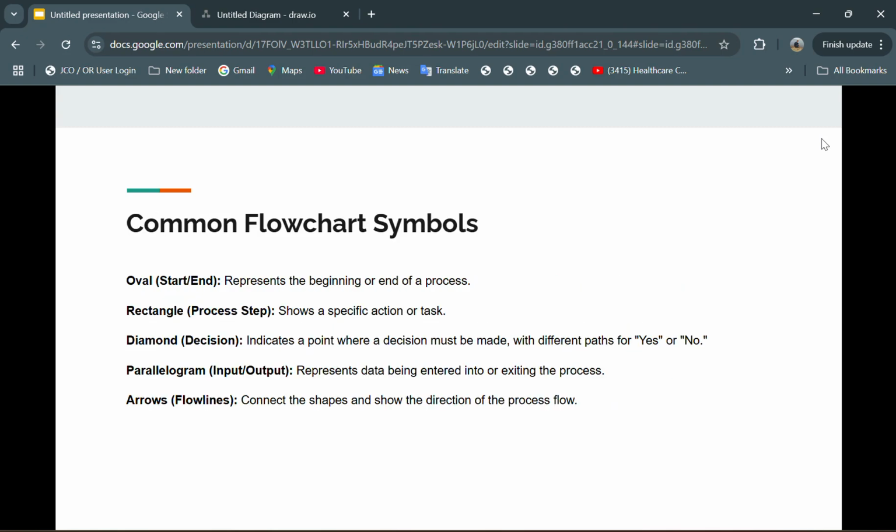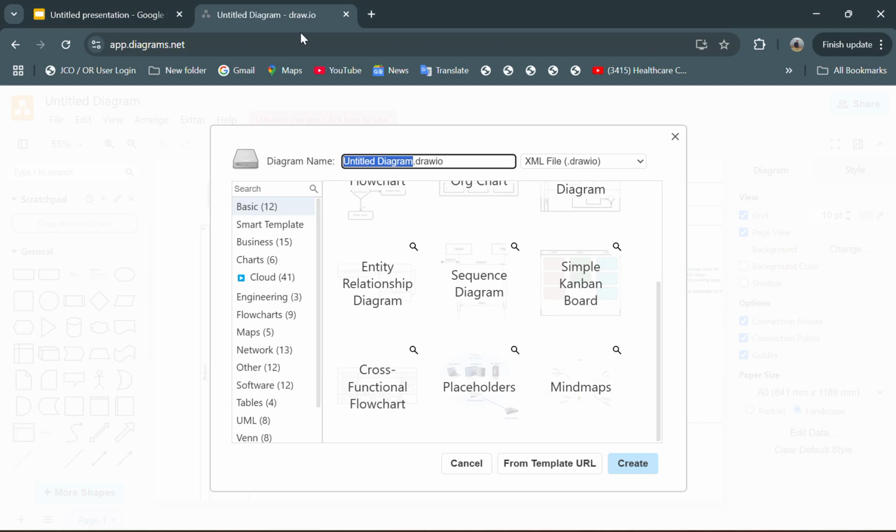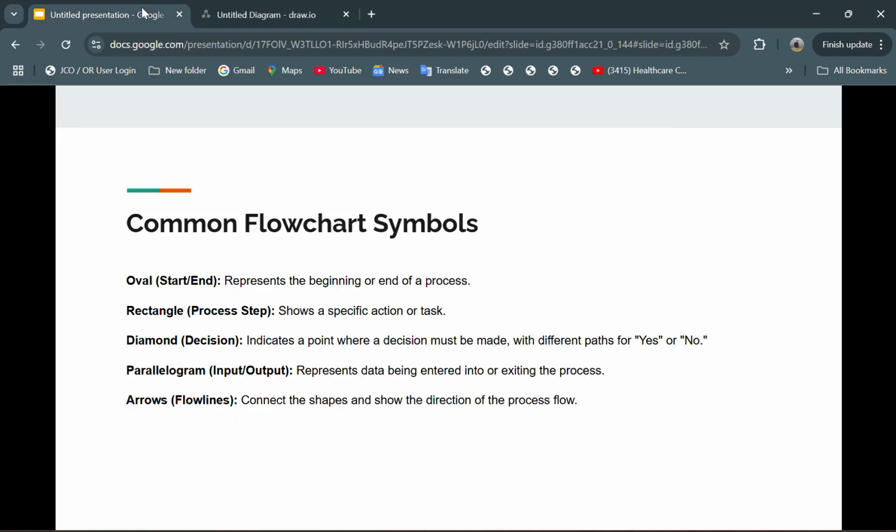So let's move on to the next slide, which is the common flowchart symbols. I'll show in the tool itself what the common flowchart symbols are in these tools. But the first one is the start and end point, where the activities start, representing the beginning and end point of a process.